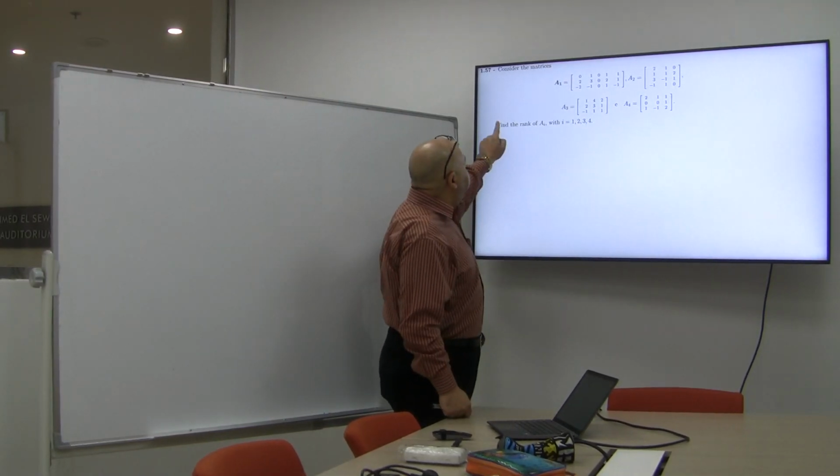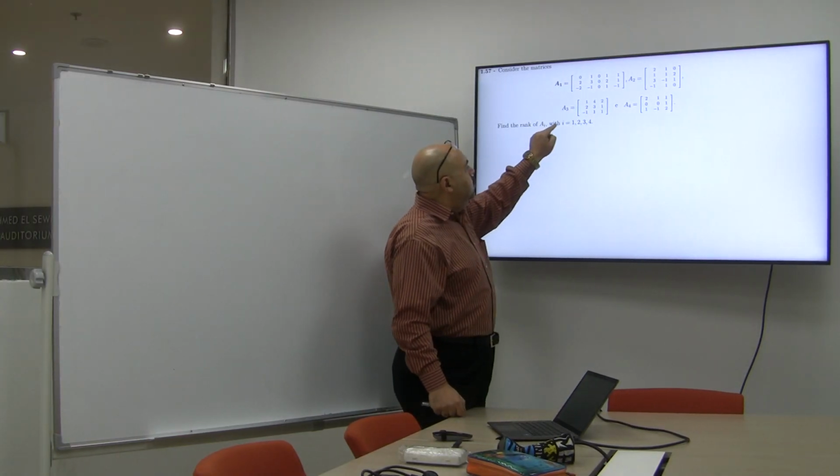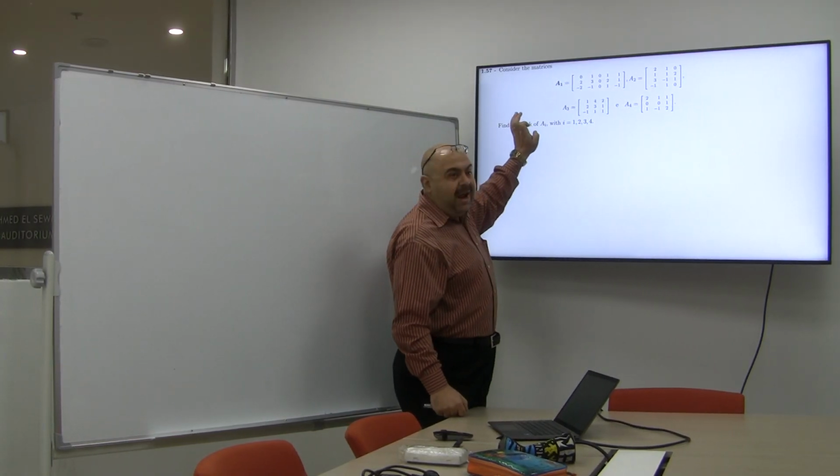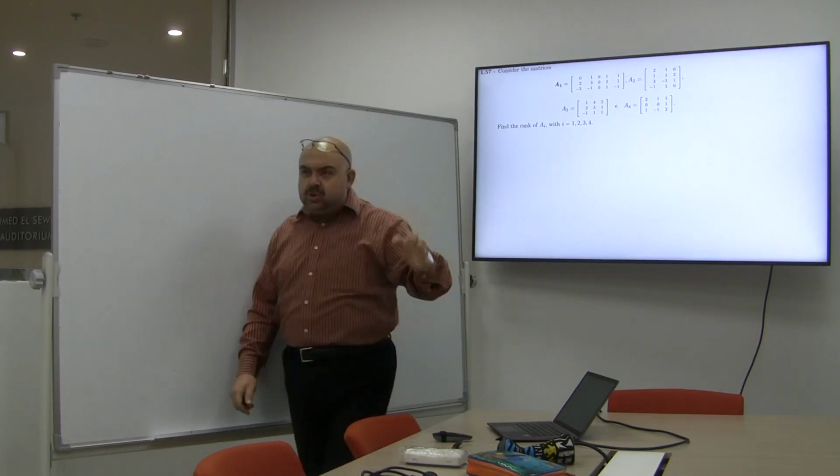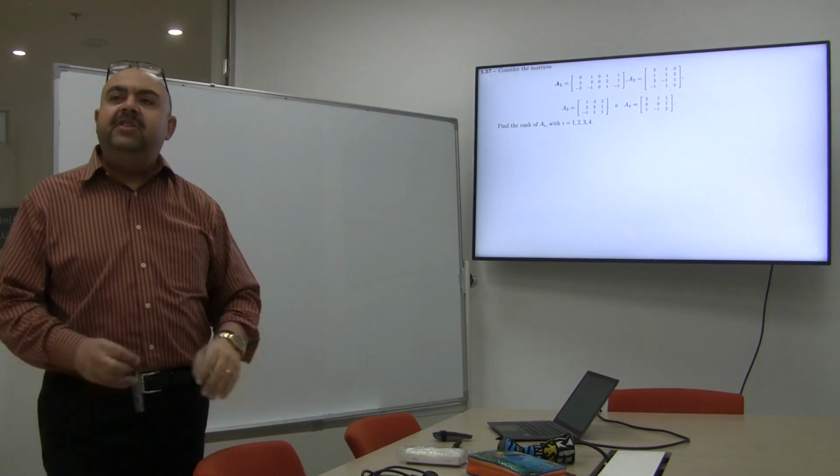He is asking you, find the rank of A_i with i = 1, 2, 3, and 4. How to find the rank? Quickly.